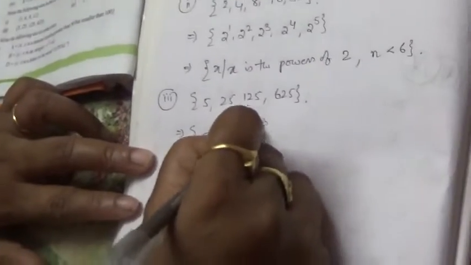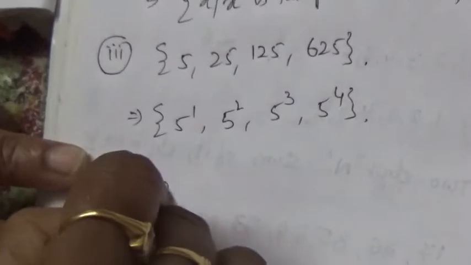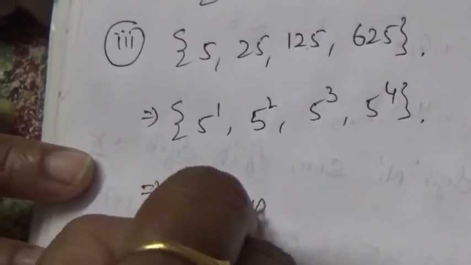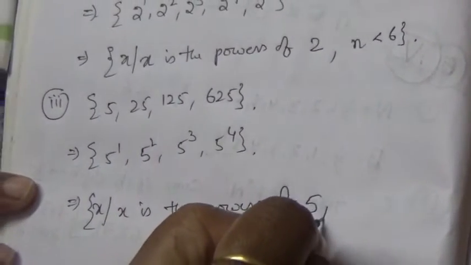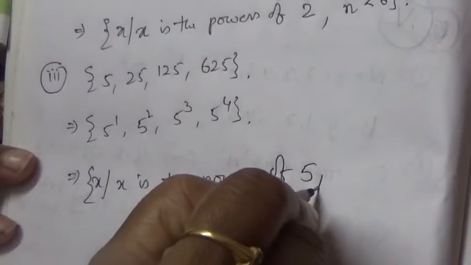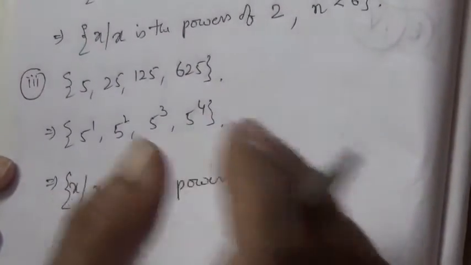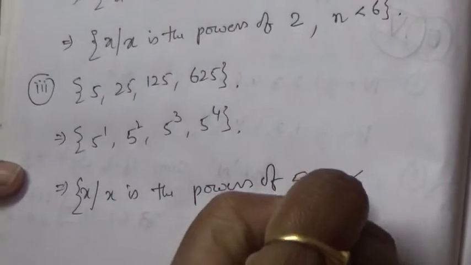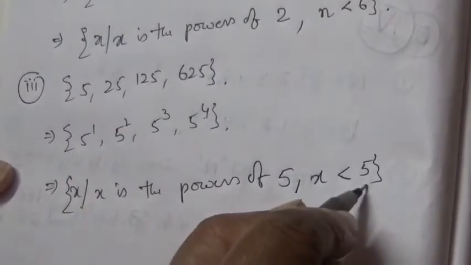Just look at this, just like the above sum, right? That is 5 power 1, 5 square, 5 cube, 5 to the power of 4. These are the powers of 5. So x colon x is a power of 5, and the power is less than 5. In the power there is only 4, that is less than 5.